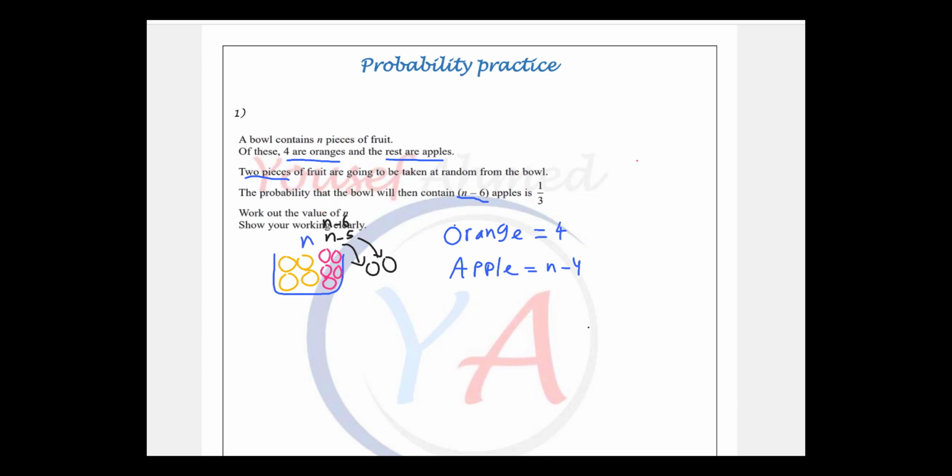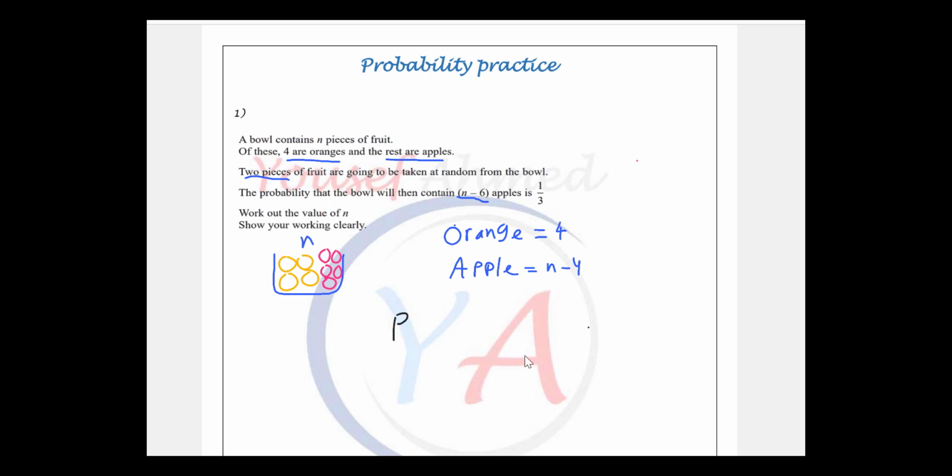Once again, at this point we had n minus 4 apples. I have drawn 5 apples here, for example, but this is not an accurate number. It's n minus 4, because the total is n, 4 oranges and the rest are apples. If we have taken 1 apple out, the n minus 4 decreases by 1. It's going to be n minus 5. If we take the second one out, what remains in the box is n minus 6. So this sentence means we took 2 apples out of the box.